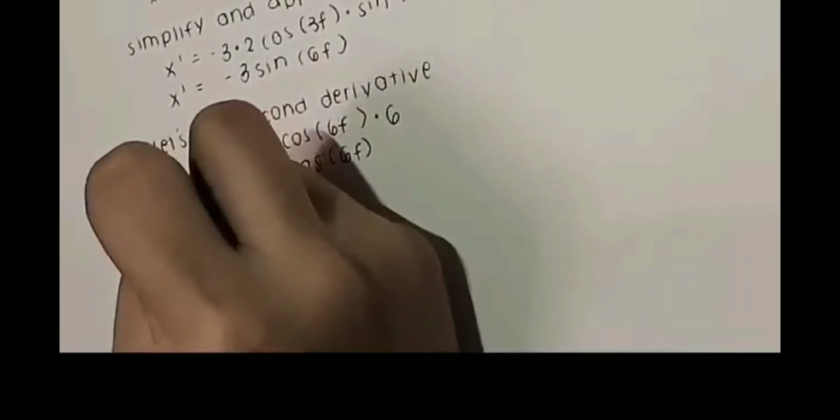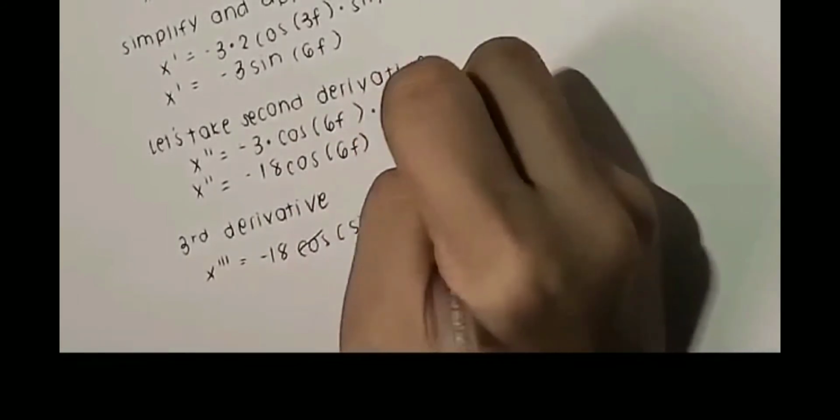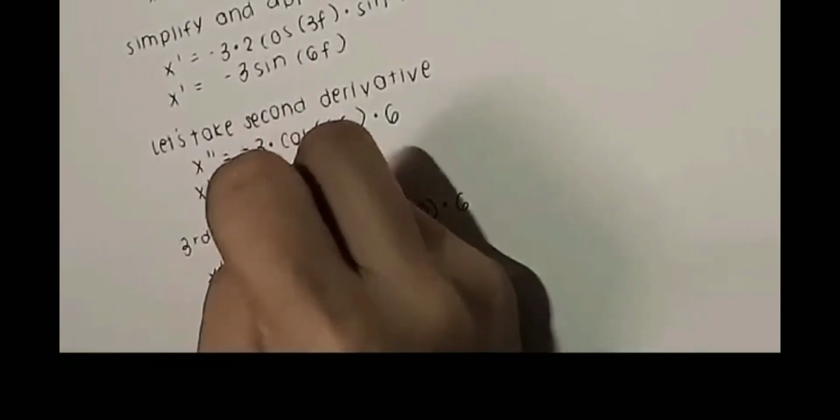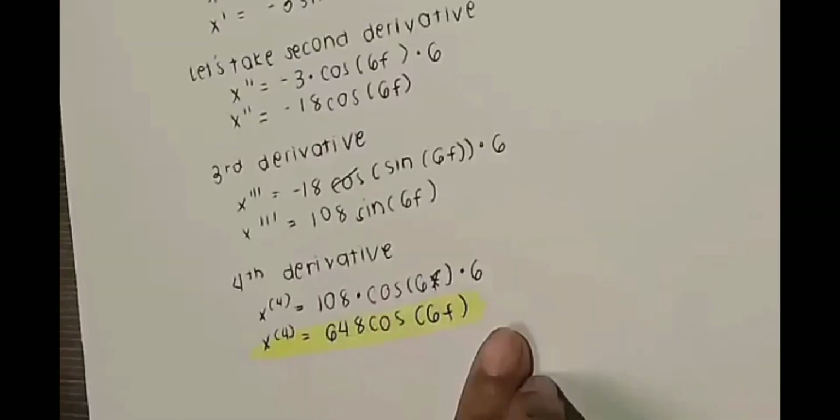So the third derivative is x triple prime is equal to negative 18 times the quantity of sine times the quantity of 6f times 6, and then x triple prime is equal to 108 sine times the quantity of 6f, and the fourth derivative is x fourth prime is equal to 108 times cosine times the quantity of 6f times 6. So the fourth derivative of x is equal to cosine squared times the quantity of 3f is 648 cosine times the quantity of 6f.